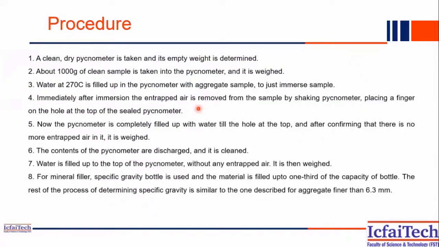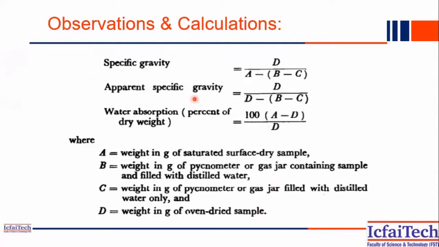Now the procedure is, at the beginning first we will take 500 g to 1 kg of sample, then we will pour it in the pycnometer, and then we'll find the weights. This is the observation chart. Basically we have to measure these four quantities: A, B, C, and D.